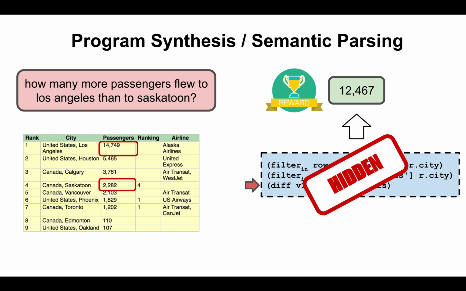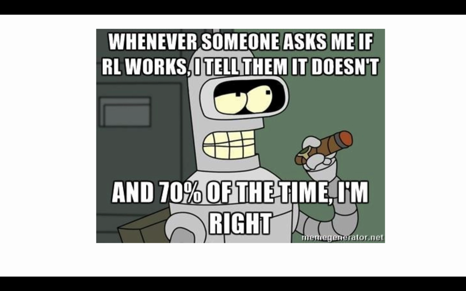Annotating the right program for each question can be expensive and time consuming. So instead, we want to use RL to learn only from the final reward, whether the program returns the right answer or not, which is much easier to collect. Despite the successes, there are still a lot of challenges when applying RL.